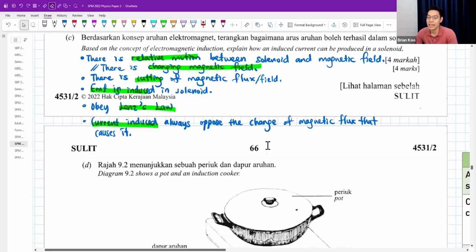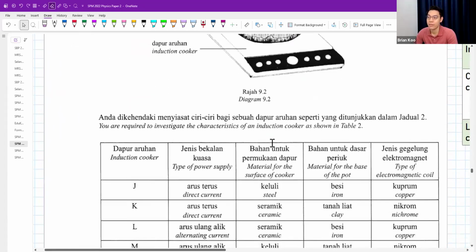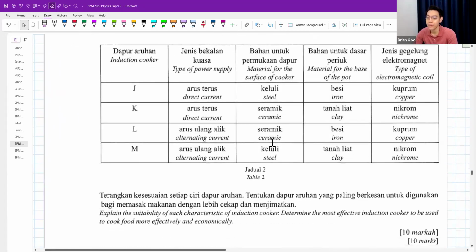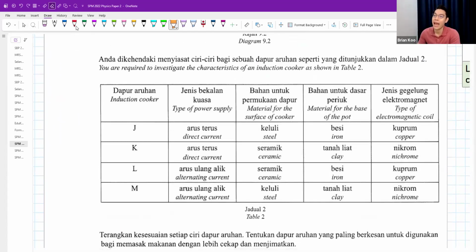And then part D, diagram shows a pot and induction cooker. You're required to investigate the characteristics of induction cooker. They just say, this induction cooker, I want the most effective one to cook food more effectively and economically. Okay, the power supply has to be AC, alternating. Without an alternating current power supply, by the way, you learn all this in transformer, you are not going to have a changing magnetic field.